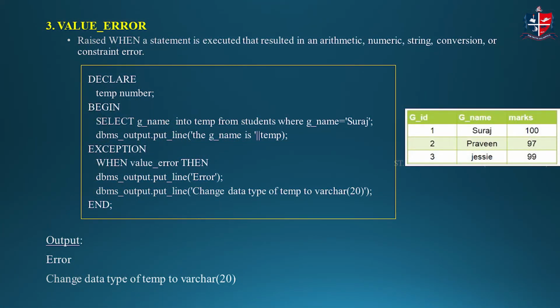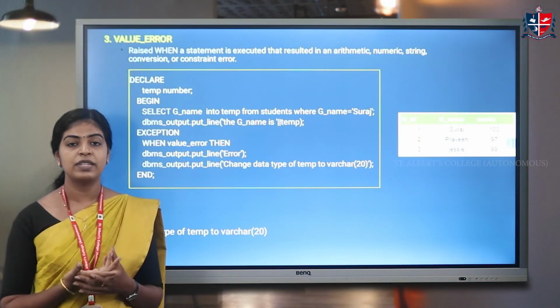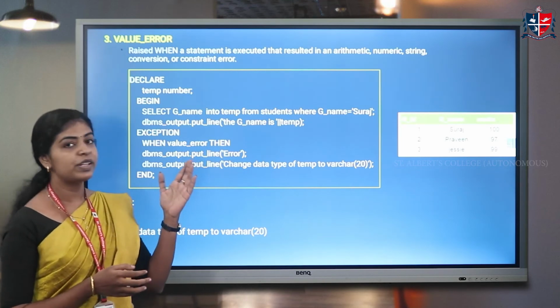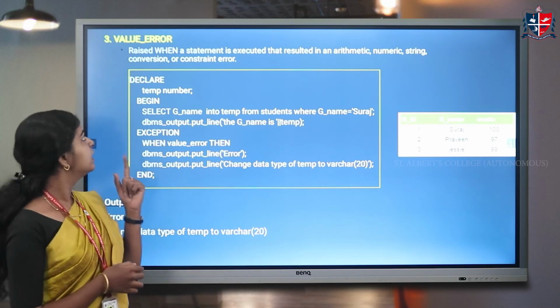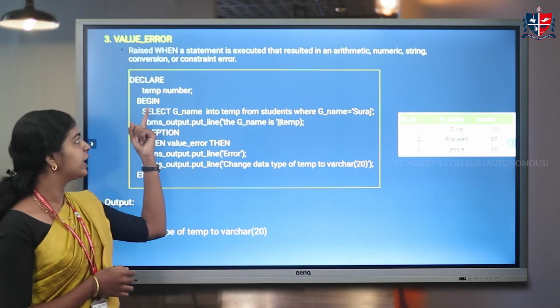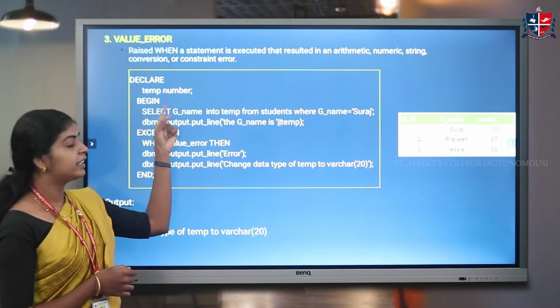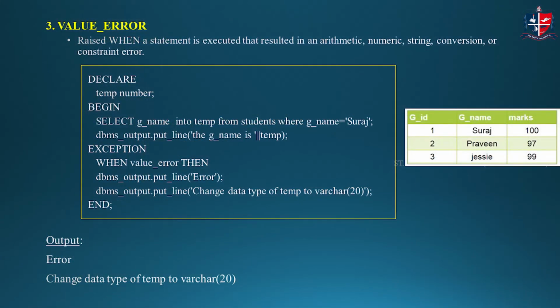The third one is value error. Suppose my program has some value errors like arithmetic or numeric string errors. I can execute this exception case. As you can see, it's a declare section. There is a variable called temp, and I declared its data type as number. In this begin section, I wrote a command like select G_name into temp from student where G_name equal to Suraj. We have a value called Suraj here in the G_name column.